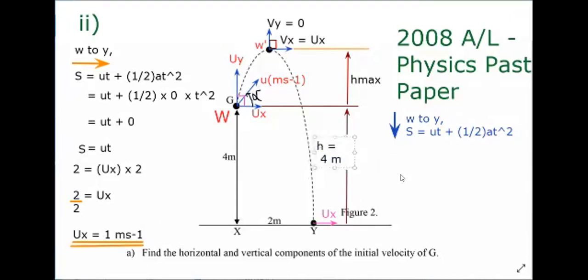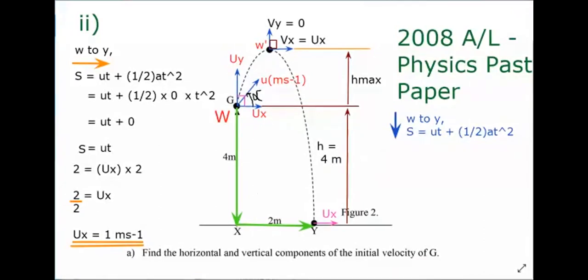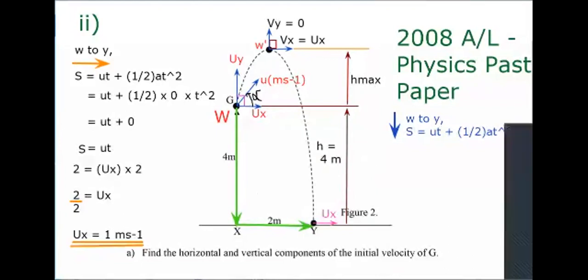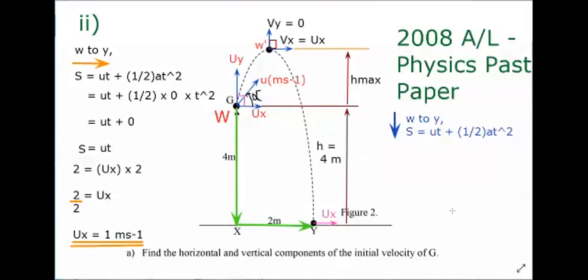Right. So if you consider the entire motion, it travels from W to Y. Once the entire motion is considered, horizontal displacement is 2 meters. It is given. Vertical displacement is 4 meters. So displacement should be measured along 2 directions, whatever the path followed by the object. In a projectile motion, the displacements are measured only along 2 directions.